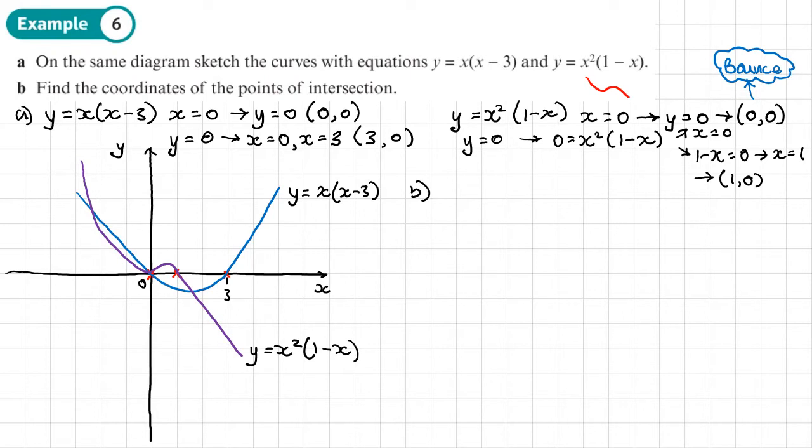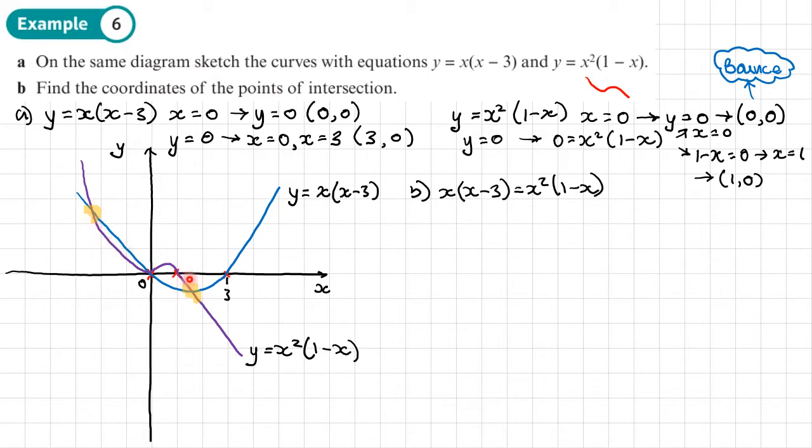So to find the points of intersection, what I need to do is to make x times x minus 3 equal to x squared times by 1 minus x. Now I can see from my sketch that there are 2 points of intersection, so let me just highlight them. So that tells me something about the number of solutions I should get from this, and also maybe the signs.